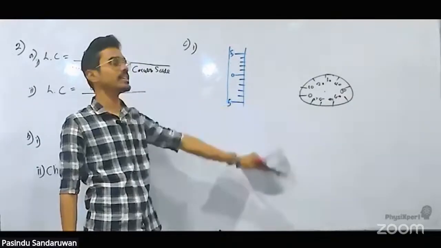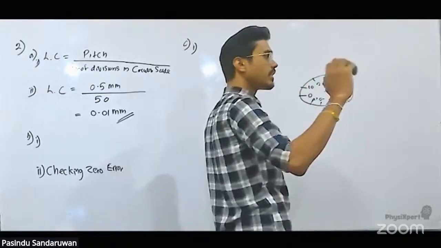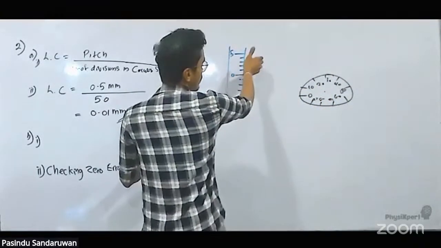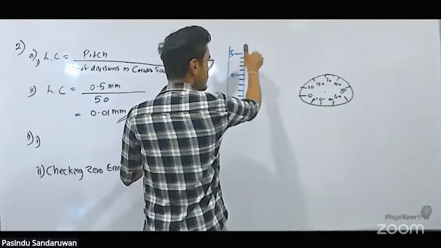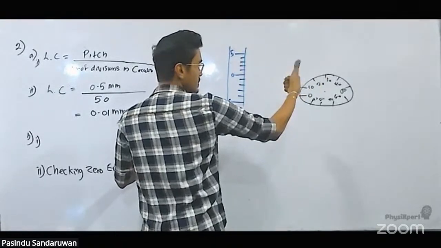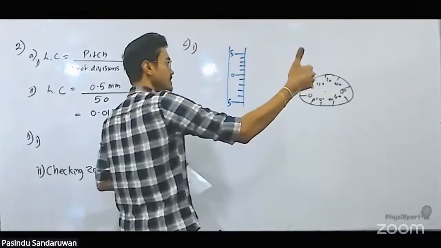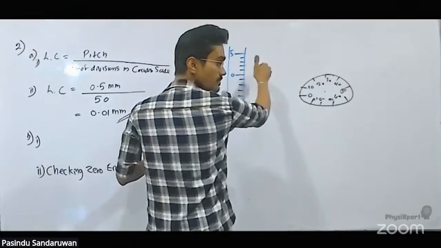Any instrument with screws works according to the right hand rule, right? So if you need to move this upwards, this is how you should rotate this. This is the direction of rotation, and this gives the direction of motion. Right hand rule: direction of rotation and direction of motion.